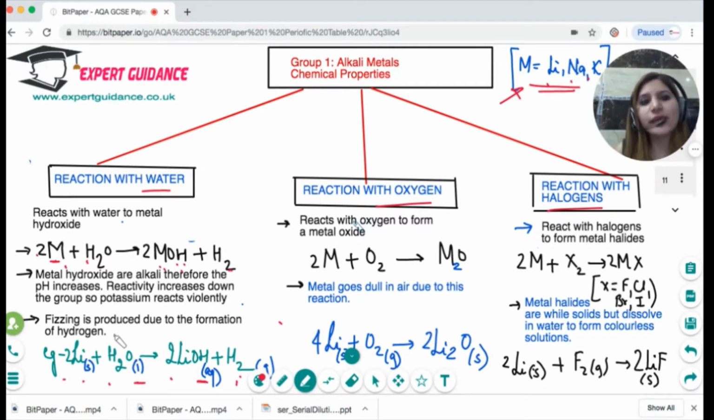So it's a squeaky pop test. Okay, so metal hydroxide is formed, which is an alkali, and therefore they can ask you what will be the pH. So there'll be an increase in pH. And remember, the reactivity increases down the group. So potassium will react more violently as compared to lithium.